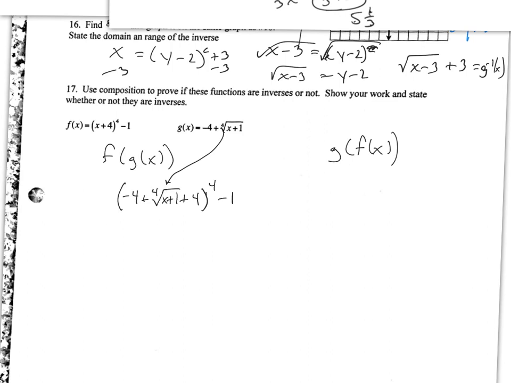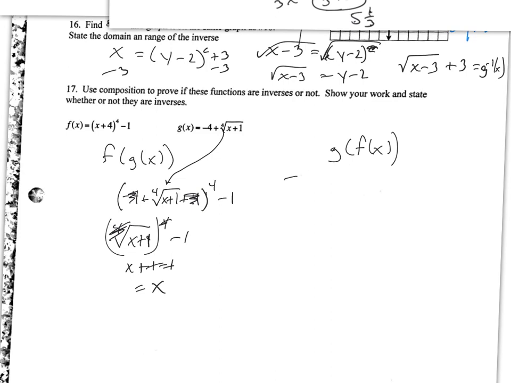Now don't worry too much about the 4th root. Inside the parentheses, remember you have to simplify inside the parentheses first. The negative 4 and the positive 4 are gone. Now we have the 4th root of this radical to the fourth power with a minus 1 on the outside. Well, as you know, when the power and the root match, they're gone. So we have x plus 1 minus 1. That equals x.